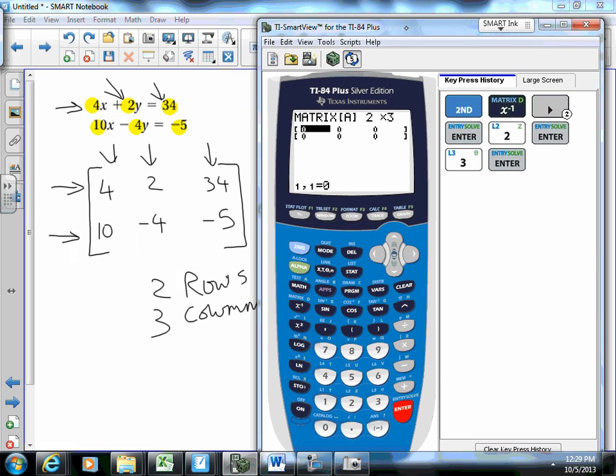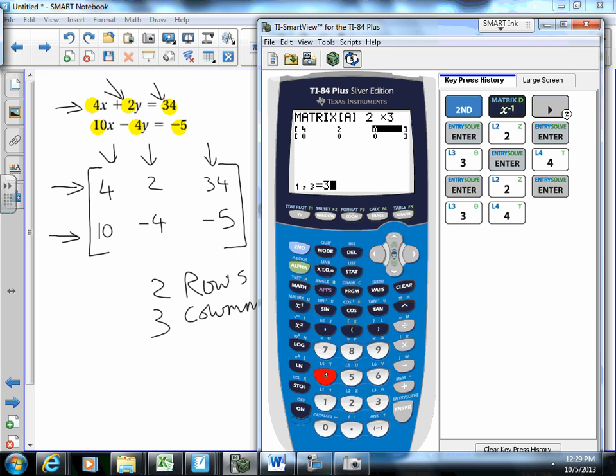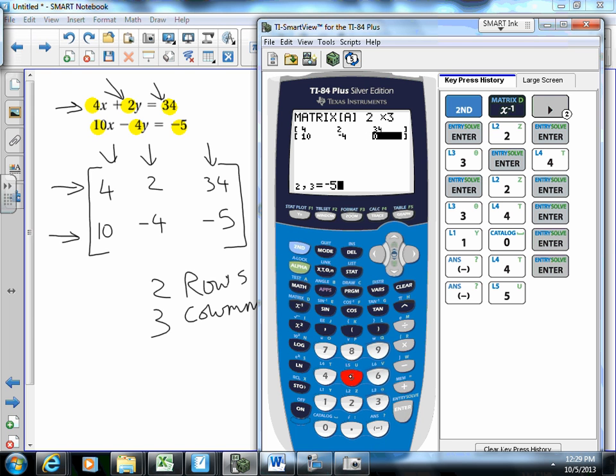Now let's enter my matrix in exactly the same way. So it will be a 4, 2, 34. That'll be my top row. And my second row will be 10, negative 4, and negative 5. There we go. That's what my matrix is going to look like, and it's going to call it matrix A. So now when I go to my home screen, I can do lots of operations.